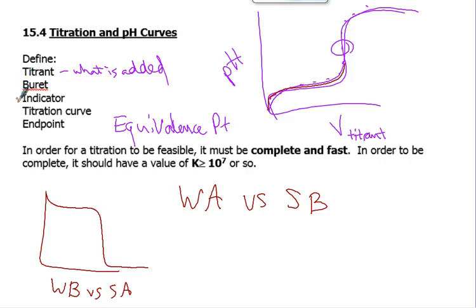We use indicators. Indicators help us see when the pH is changing. We will probably use phenolphthalein. Phenolphthalein changes from clear to pink at about 8.5. So we'll know we've just blasted through neutral. The burette will contain the strong base. The flask will have the weak acid in it.